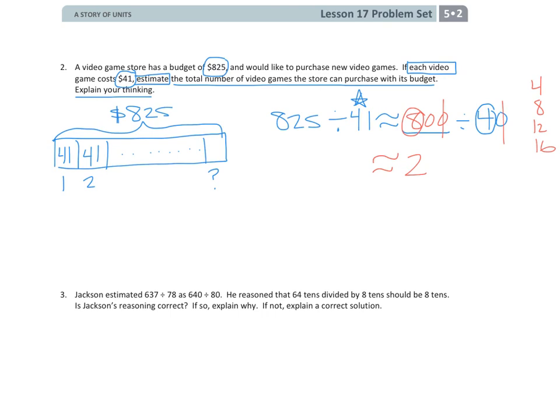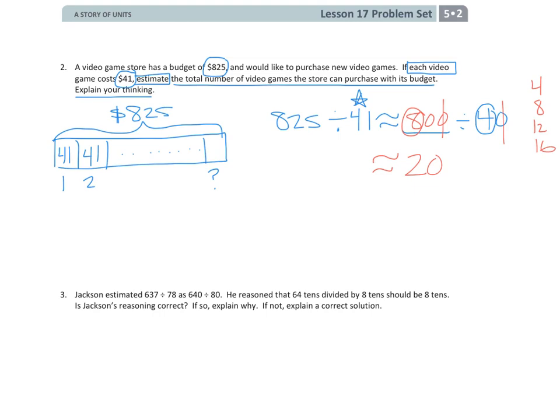That's 2. And then we're going to cross off a 0 in 40 and cross off a 0 in 800. Now 2 can't be our quotient, because 2 times 40 would be 80, and we want 800. So that means that we need to add a 0 from the 800 that we didn't slash off. So there are about 20 video games that the store can actually purchase.